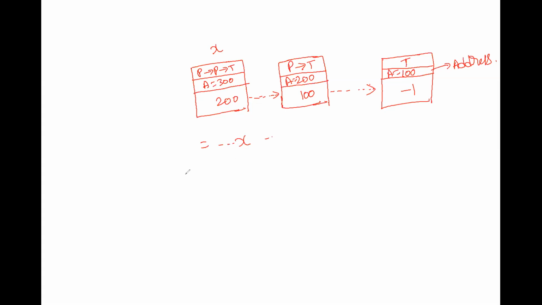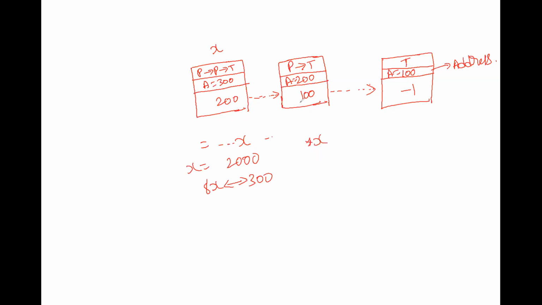And when we write X is equal to, let's say, 2000, then you go and change the memory associated with the variable x. And what is the address of x? The address of x is 300, right?